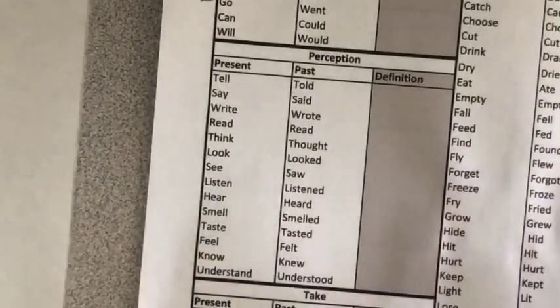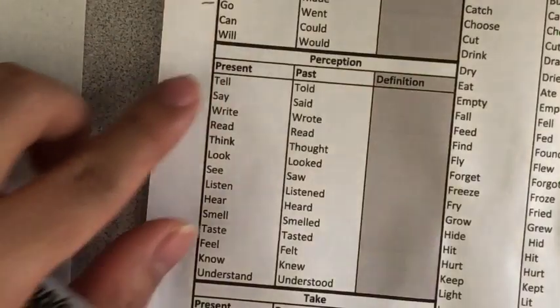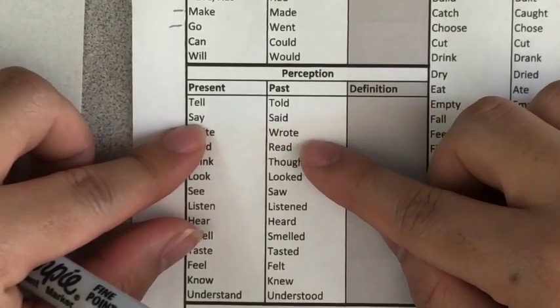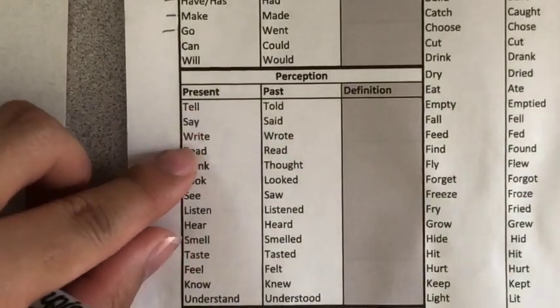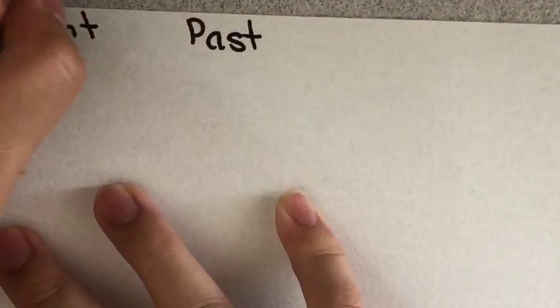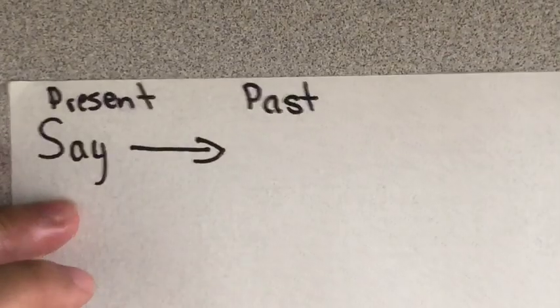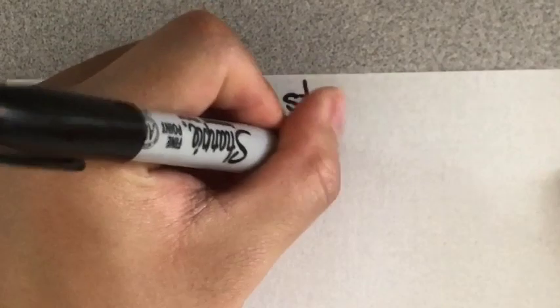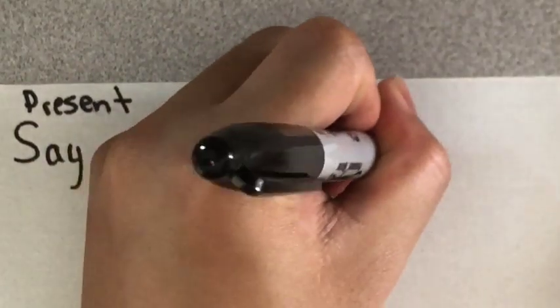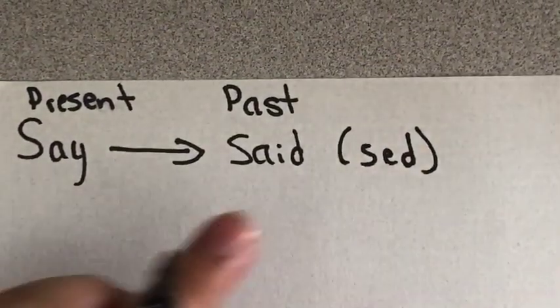Okay, so we have tell and say. In present tense, we have tell. In past tense, we have told. Say, said. Write, wrote. Okay, so let's do say first. Say becomes said, S-A-I-D. The way you pronounce this word is S-E-D, said. Say, said.